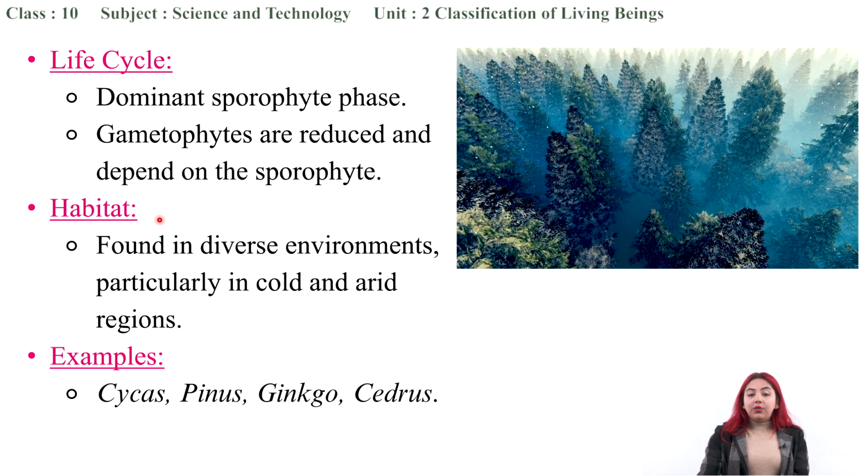Now the gymnosperms are usually found in diverse environments. They are particularly found in cold and arid regions as well, where the region has a high amount of snowfall, then that type of habitat is ideal for gymnosperms. Now some examples of gymnosperms are cycas, pinus, ginkgo, cedrus, etc.